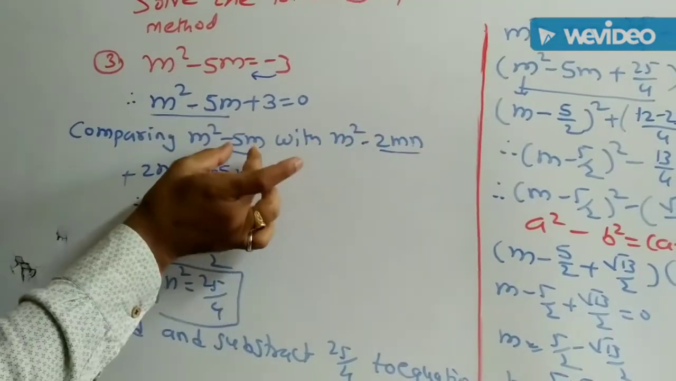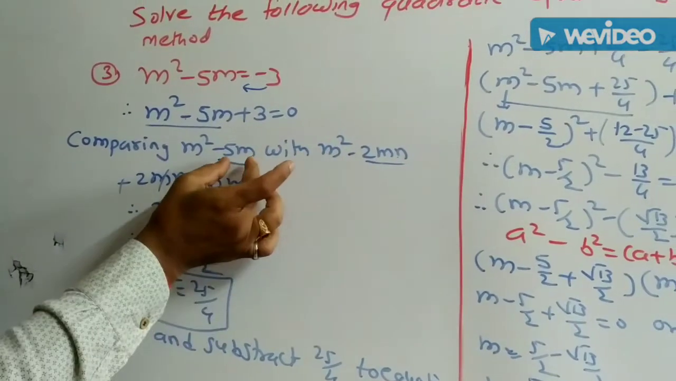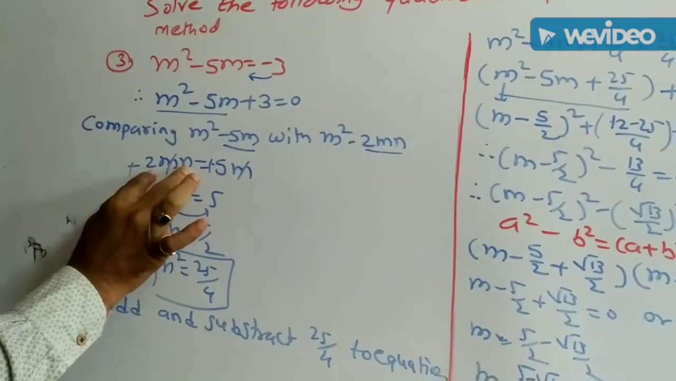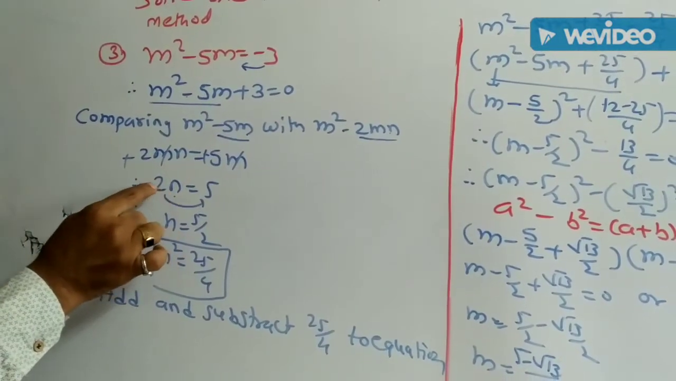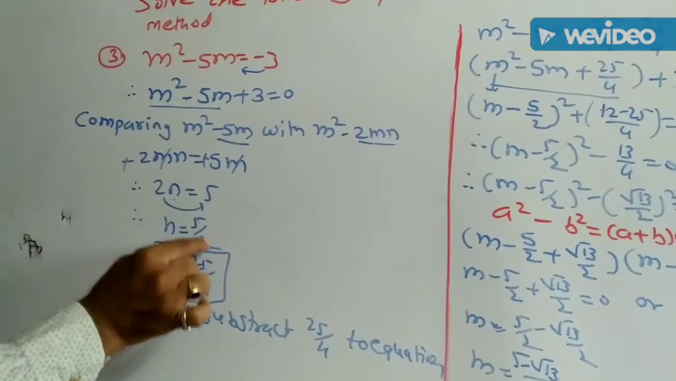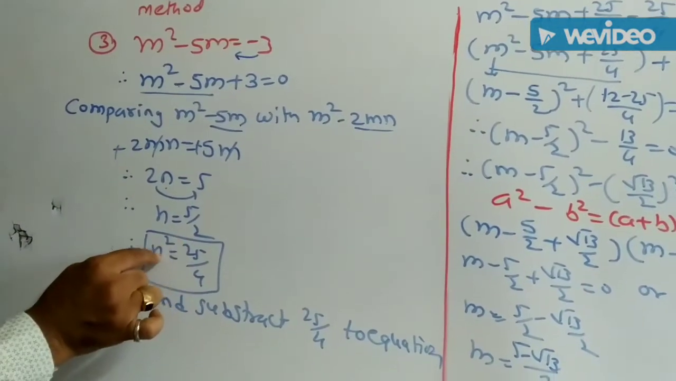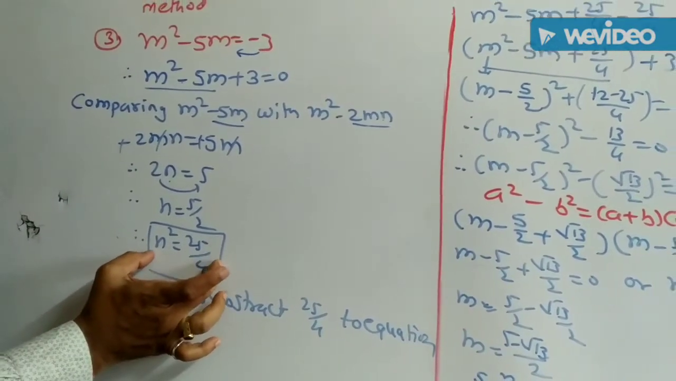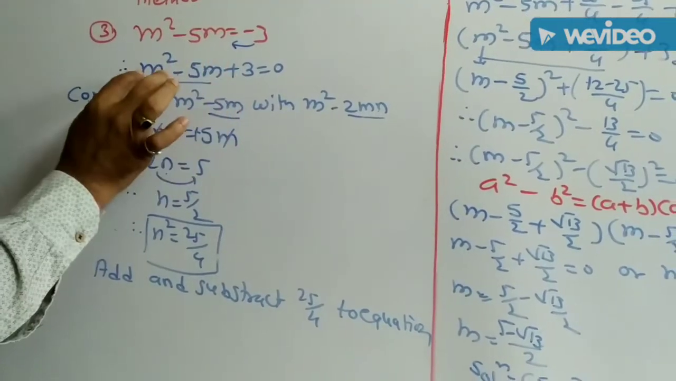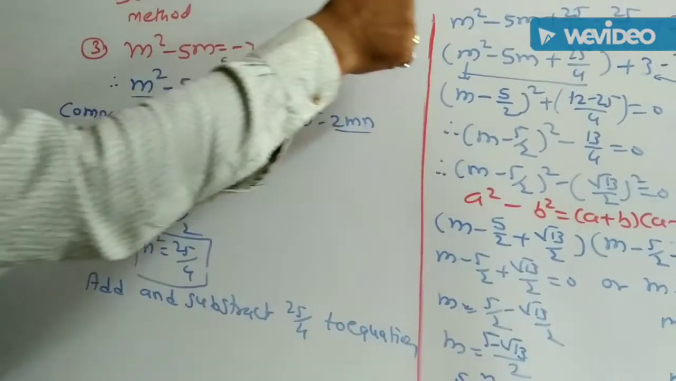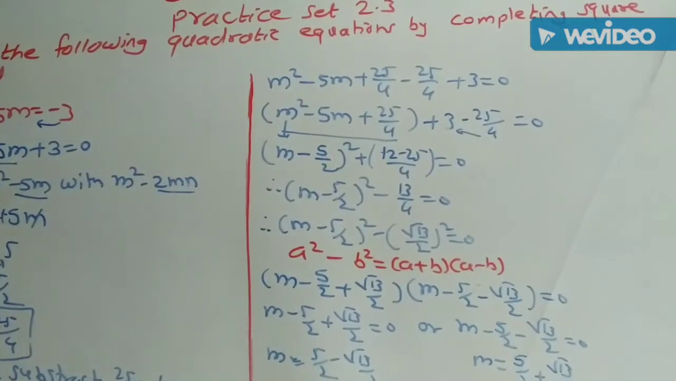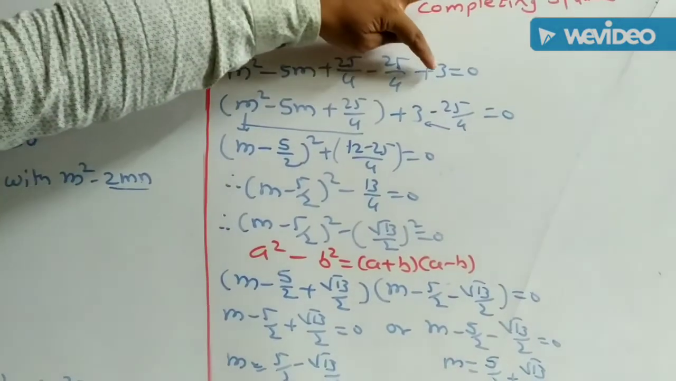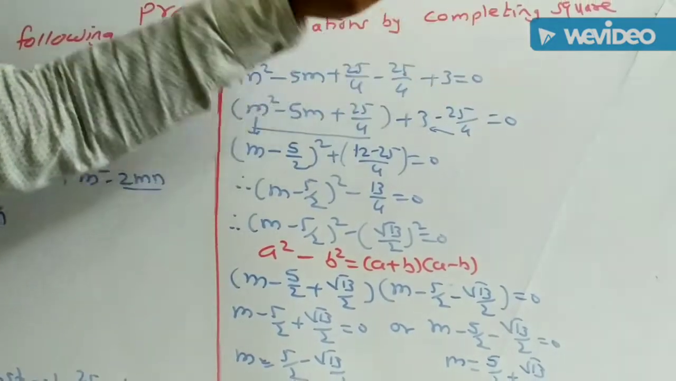Now the second term of both: minus 2mn is equal to minus 5m. m gets cancelled, minus minus plus, 2n is equal to 5. To find the value of n, the multiplication by 2 gets converted to division, 5 upon 2, n square. On squaring, n square is equal to 25 upon 4. Add and subtract this 25 upon 4 to the given quadratic equation: m square minus 5m plus 25 upon 4 minus 25 upon 4 plus 3 is equal to 0. Group the first three terms in a bracket. Now I adjust it: plus 3 minus 25 upon 4.